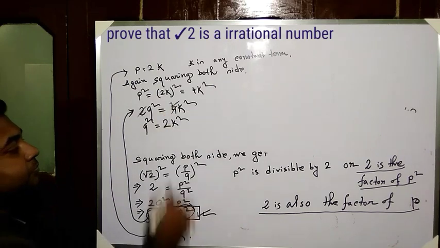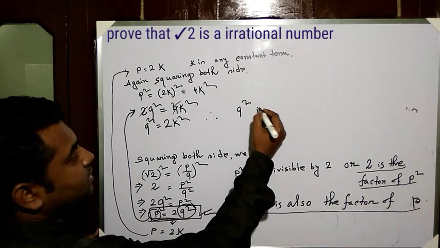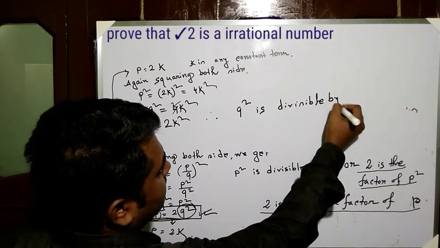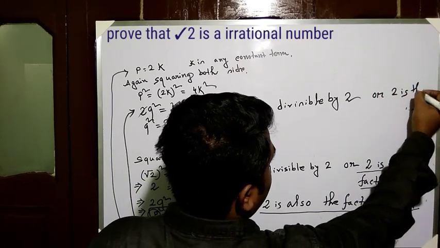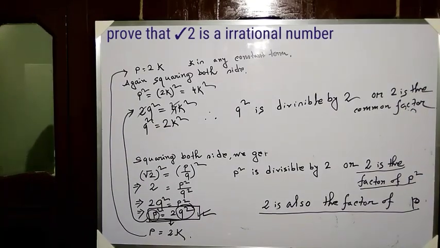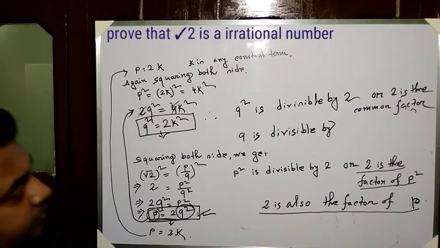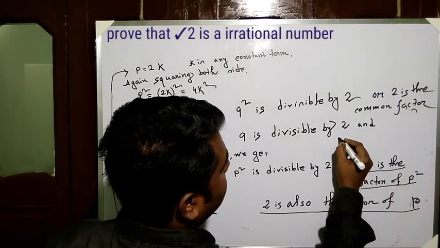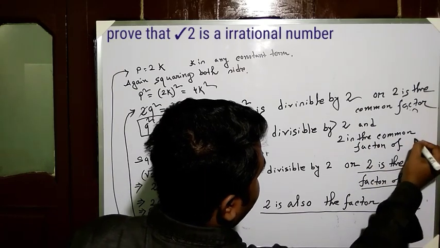So now you can say, therefore like the previous one, q square is divisible by 2, or 2 is the common factor. q is divisible by 2, and 2 is the common factor of q.